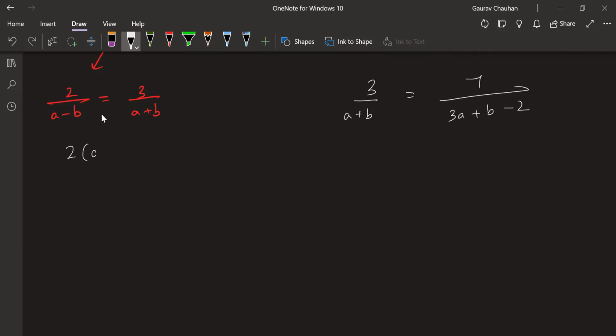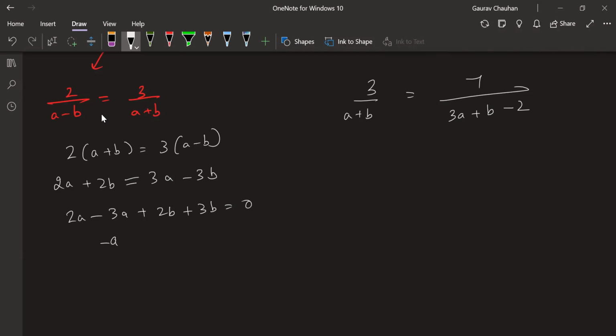So take this: 2 into (a plus b) is equal to 3 into (a minus b). Okay? 2a plus 2b is equal to 3a minus 3b. Let's take everything to the left hand side: 2a minus 3a plus 2b plus 3b is equal to 0. No constant term. Minus a plus 5b is equal to 0. The equation is correct. Following this, this is one equation. Now here, 3 into (3a plus b minus 2) is equal to 7 into (a plus b).